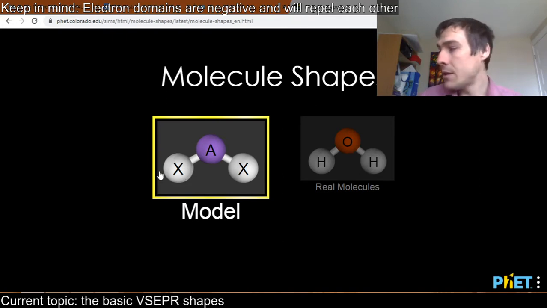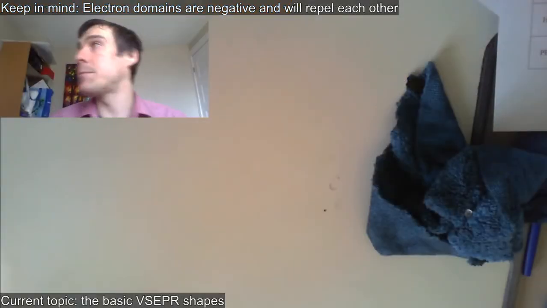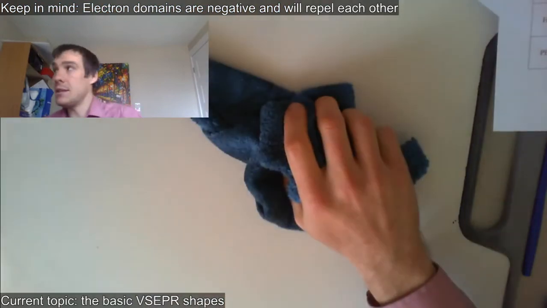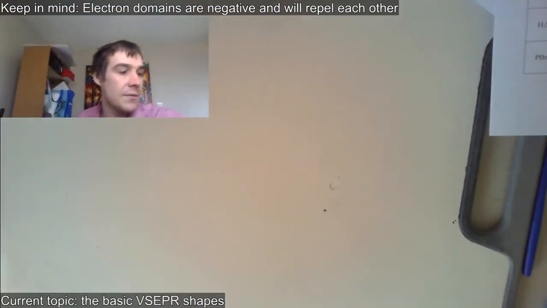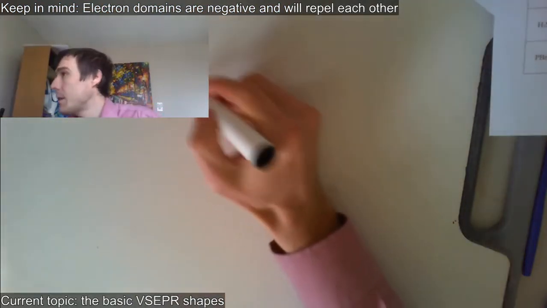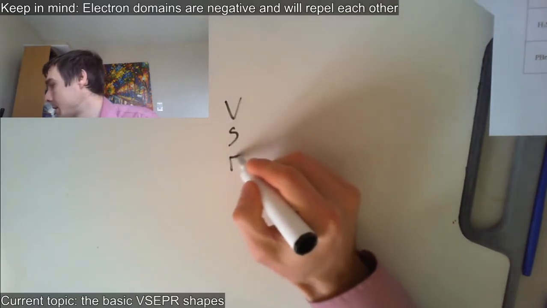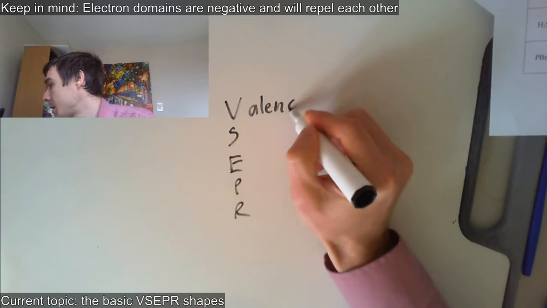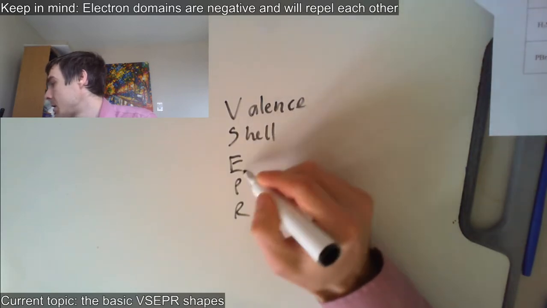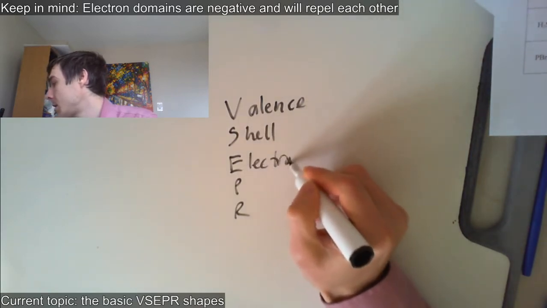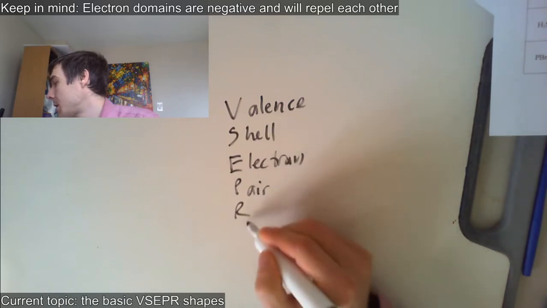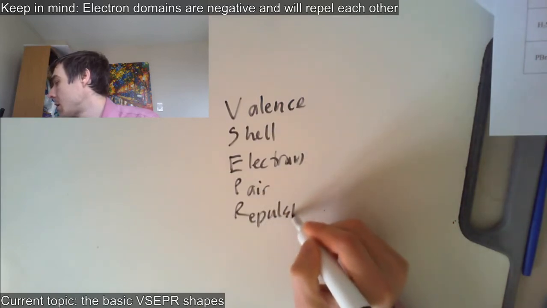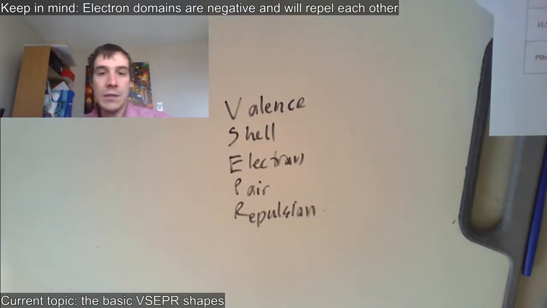So the first thing is, let's talk about VSEPR itself and what it stands for. VSEPR, V-S-E-P-R, stands for valence shell electron pair repulsion. Valence shell electron pair repulsion.